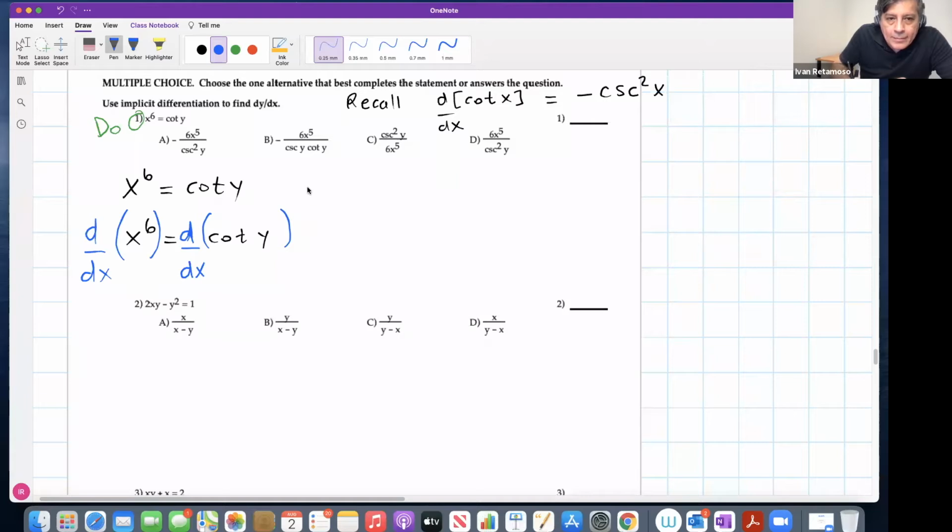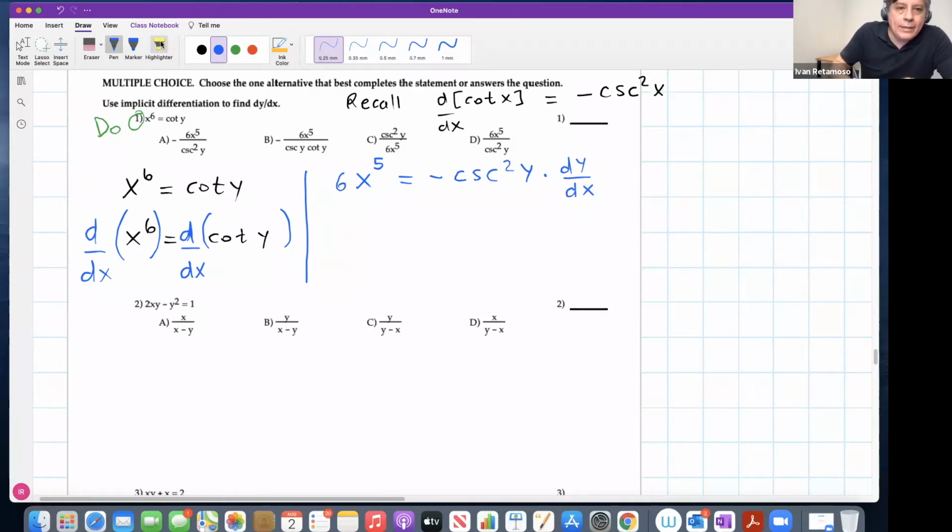The derivative of the left side will be just equal to 6x, stays with one less on the exponent, so the exponent goes to the fifth. This is this derivative. Here you have to be careful. The derivative of cotangent is minus cosecant squared, but since we are dealing with an expression containing y, remember, we have to multiply this by dy dx.